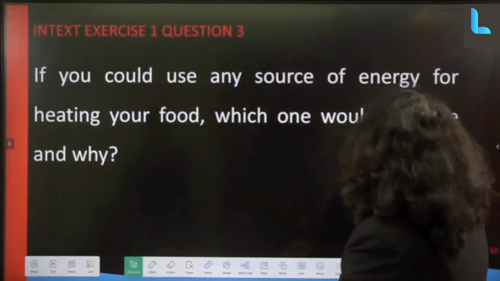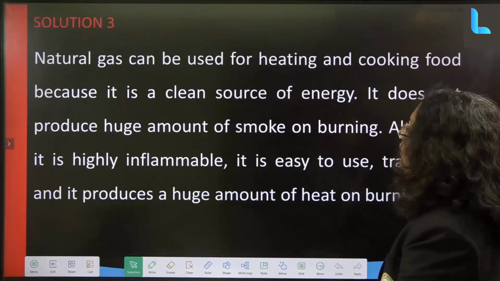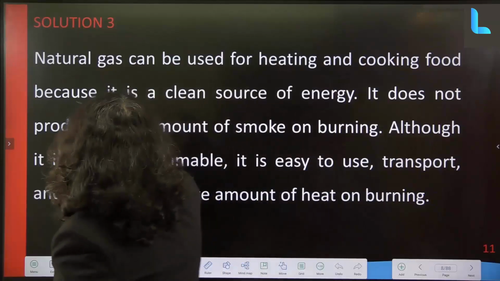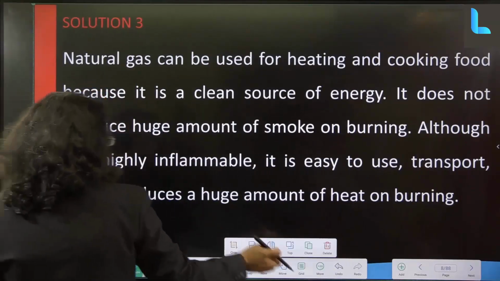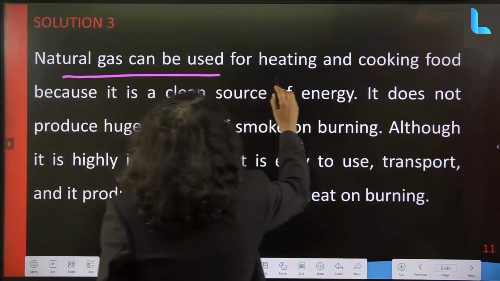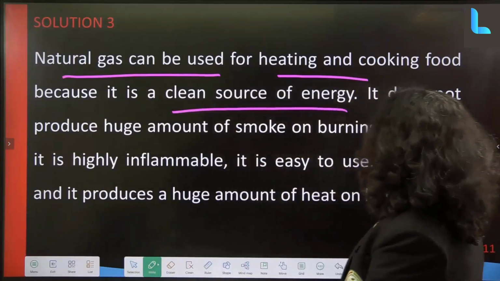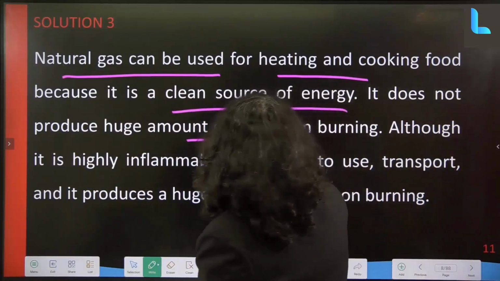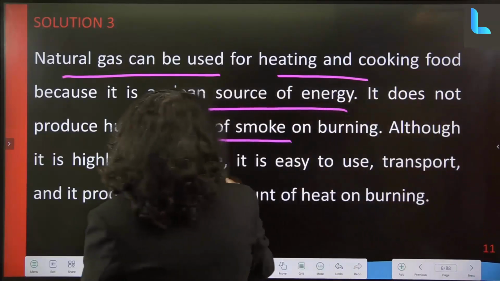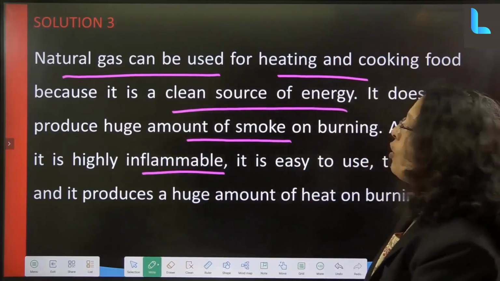If you could use any source of energy for heating your food, which one would you use and why? Natural gas can be used for heating and cooking food because it is a clean source of energy. It does not produce a huge amount of smoke on burning, although it is highly inflammable. It is easy to use and transport, and it produces a huge amount of heat on burning.